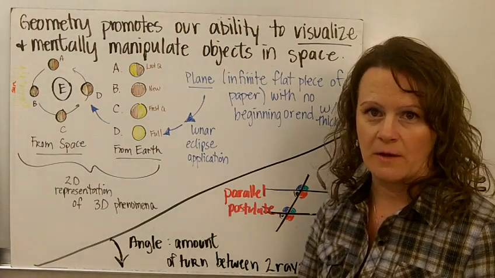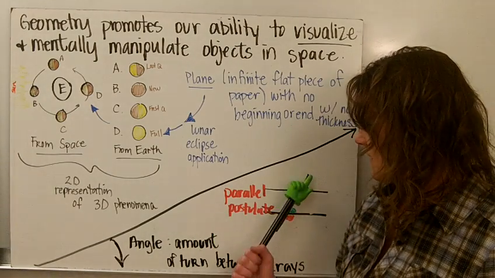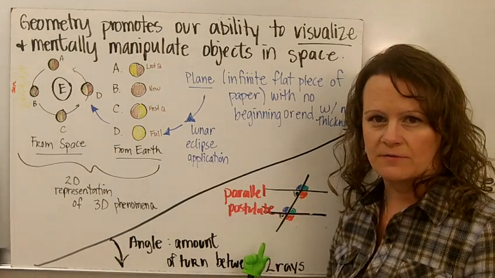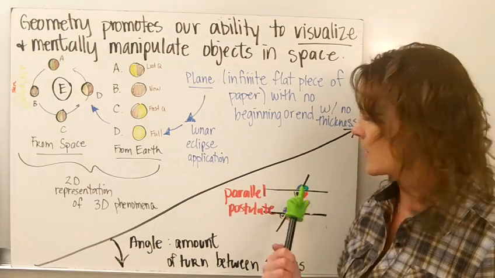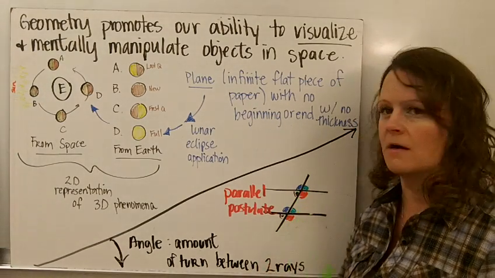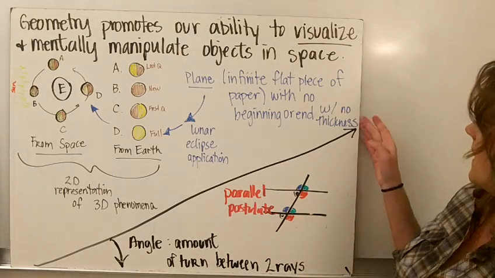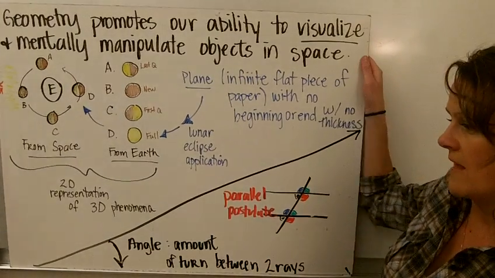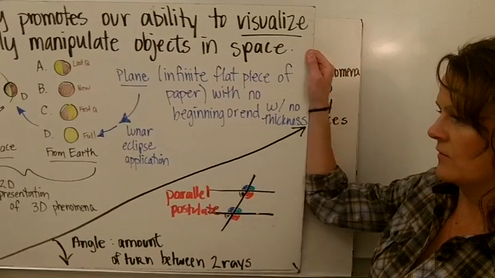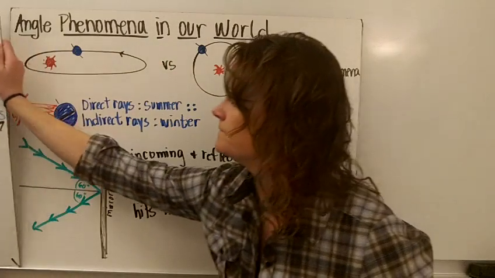We also talked about the parallel postulate, and basically we know that if we have parallel lines and a transversal line cutting through those parallel lines, that corresponding angles, as you can see here, are equal. And then we're able to, of course, apply that postulate in order to solve many angle problems.